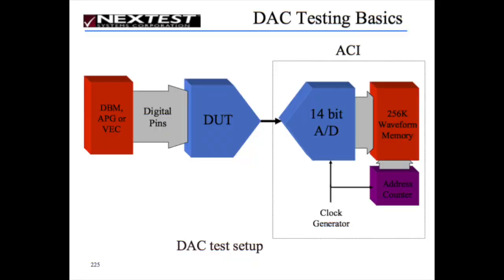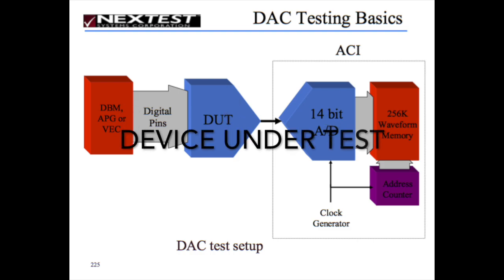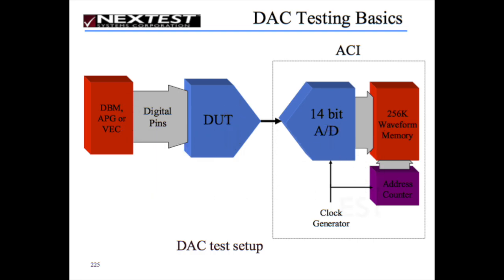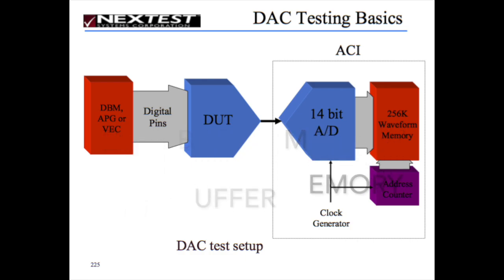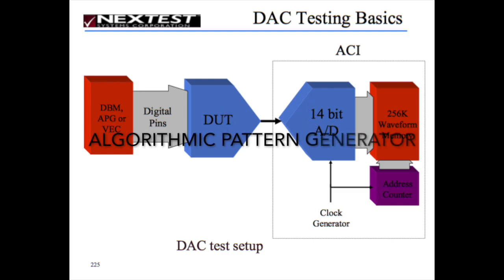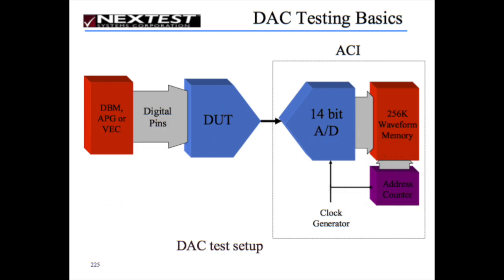Okay, so here's a DAC test setup. Here we have the DUT, that's the device under test. We have the digital pins coming from DBM. What's DBM? Data buffer memory. That's something called data buffer memory on the Nextest. And that's basically a memory where you can store data of any kind. So if I just store a ramp in the data buffer memory, that would do it. I could use the APG, algorithmic pattern generator, or I could use vectors, just plain vectors.